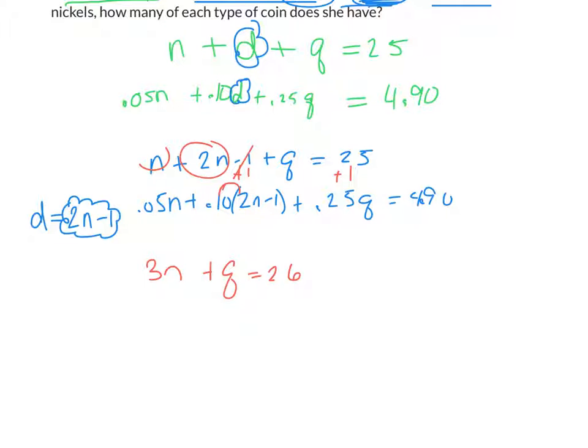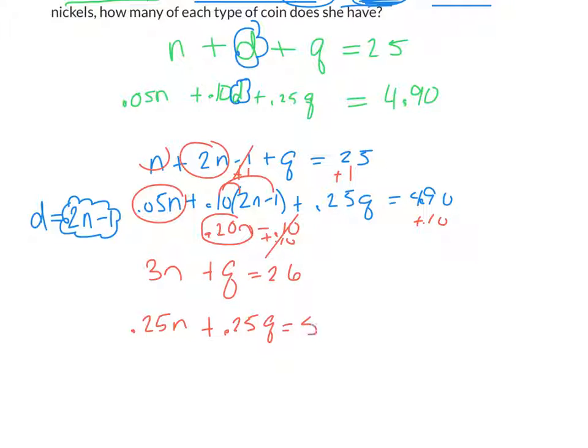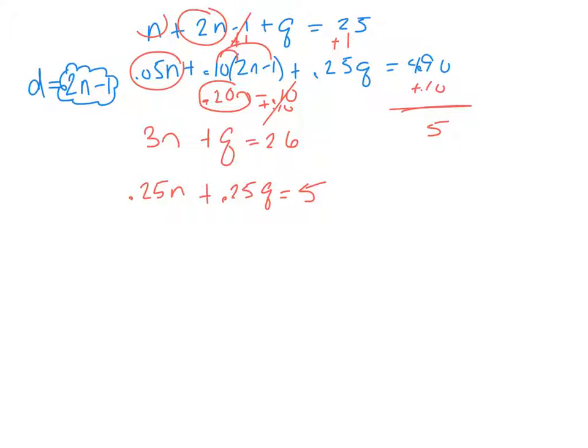And in the second equation, I'm going to distribute this in to get 0.20n. So let me make that neater. 0.20n minus 0.10. That means I can add this and this to get 0.25n. And I can add the 0.10 over to the 4.90. And that means on this left side I have 0.25n plus 0.25q equals $5 flat, because it's $4.90 plus 0.10. Alright, so now let me just rewrite these two equations for you guys so you can see what we have left.